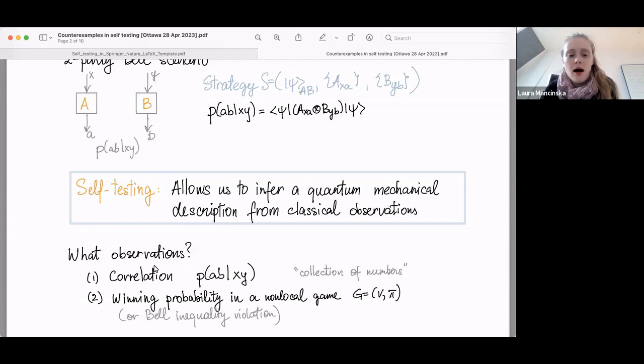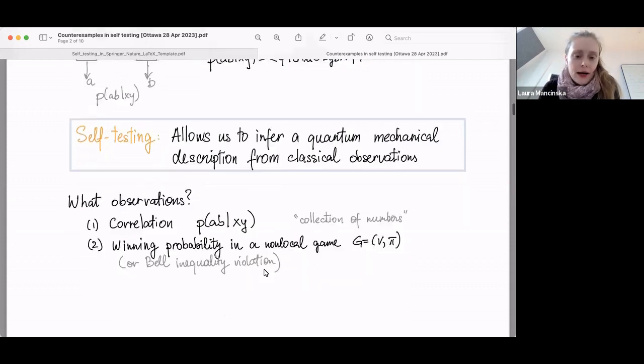But sometimes I actually don't need to know all these numbers, and it suffices for me to know some functional evaluated on these numbers. In that case, we would talk about the winning probability of a non-local game. So I can self-test just from a single number rather than a collection of numbers.